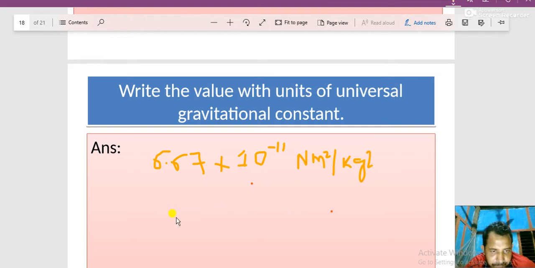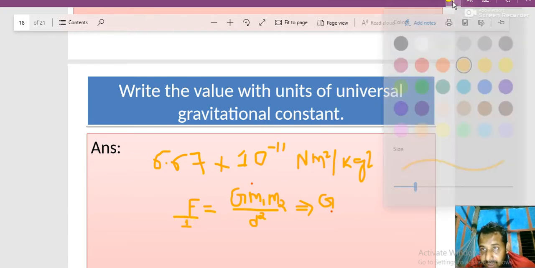Just think here. You know F equals G m1 m2 by d square. From here you get G equals to, use your mathematics, you will cross multiply, because it's down over here. Just F means just do cross multiply. Let me change my ink.